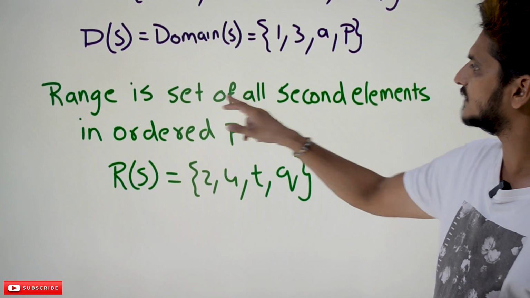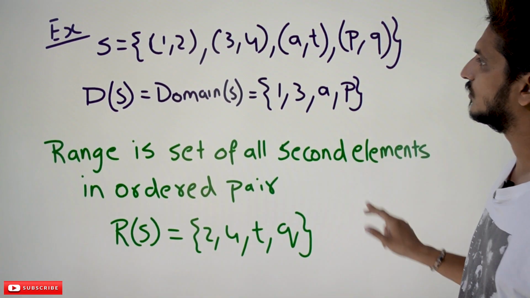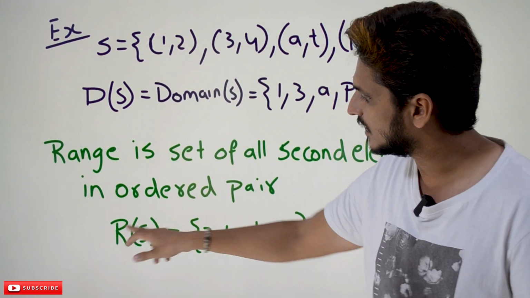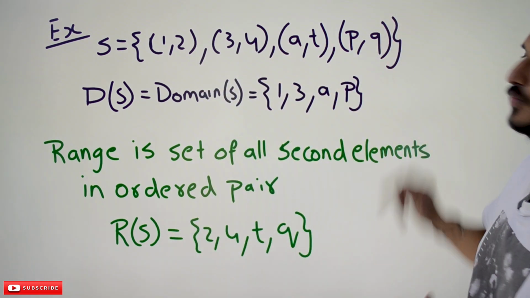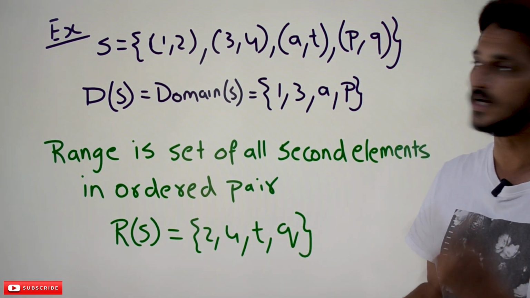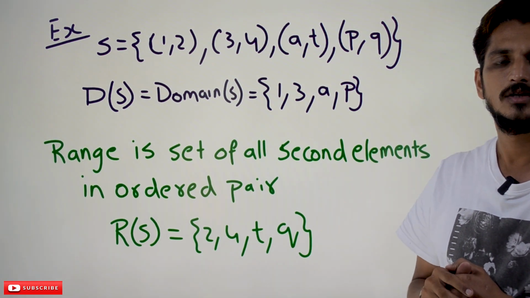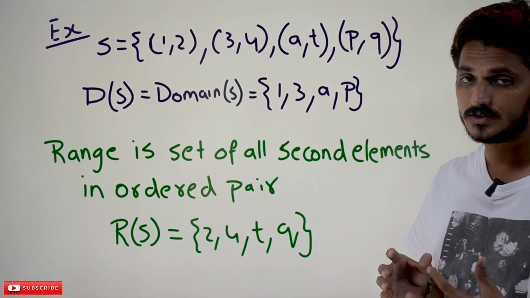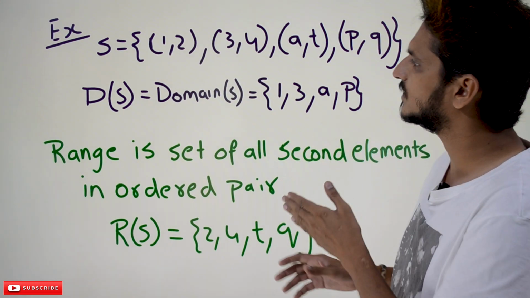Similarly, range is the set of second elements in the ordered pairs. So for the same relation, the range of S is the second elements: 2, 4, T, Q. 2, 4, T, Q is the range of the relation S. So these are the basics we need to understand, the basics of what a relation means.